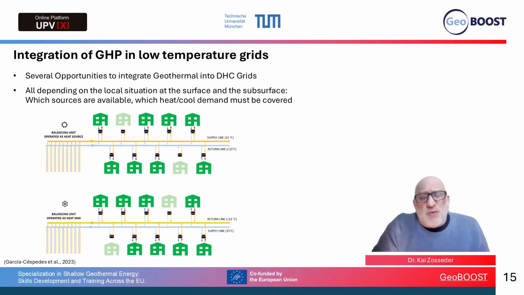So what is the integration, or what is the design, and what are the characteristics of such a combination with low temperature grids? As you've seen, you have several opportunities to integrate geothermal energy into these district heating and cooling grids, and it all depends on the local situation. Which renewable energy do you have available? What can you integrate? What is the heat demand side? What is the cool demand side, what you have to balance out? So there are several opportunities to use it, but these are really very favorable systems for the future, especially in urban areas.